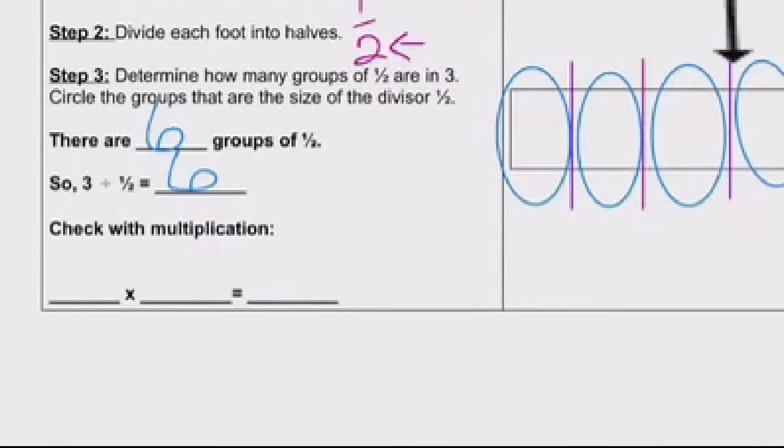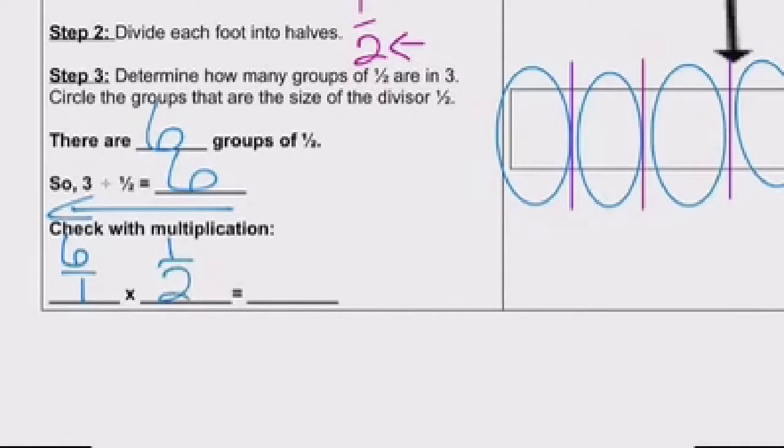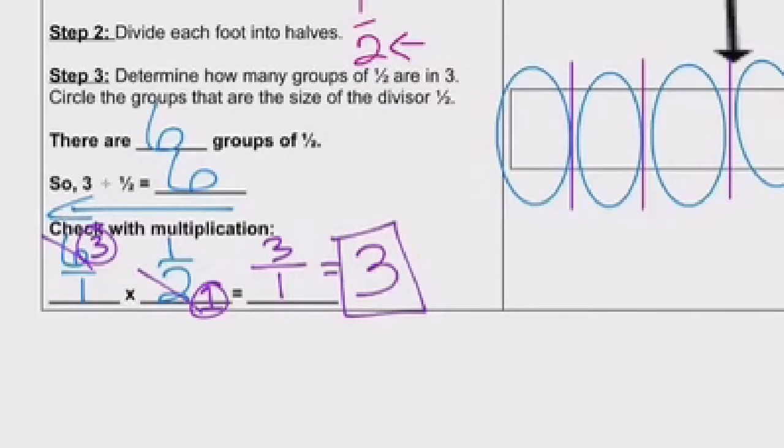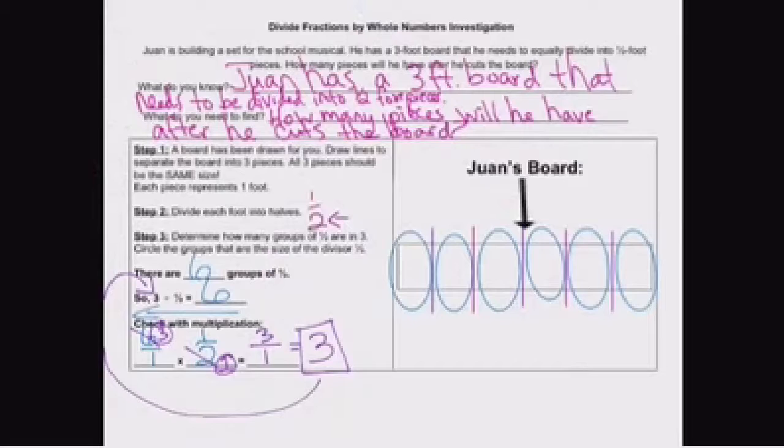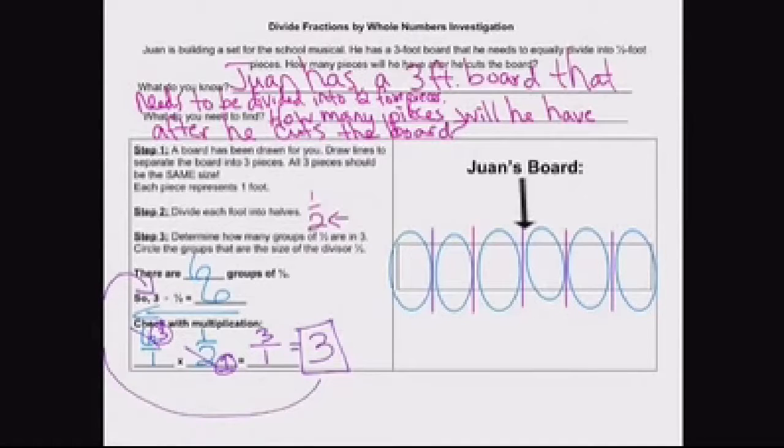Let's check this with multiplication. Remember, multiplication is the opposite of division, so we're going to go the opposite way. So we're going to multiply 6 over 1 times 1/2. See, we've got some things we can cancel here. 6 divided by 2 is 3. 2 divided by 2 is 1. 3 times 1 is 3. 1 times 1 is 1. And 3 divided by 1 equals 3. So we can see that this works because our multiplication gives us what we started with in the division problem. So Juan has a total of 6 pieces after he cuts the board.